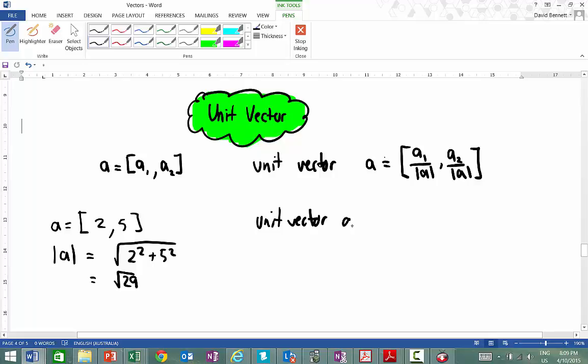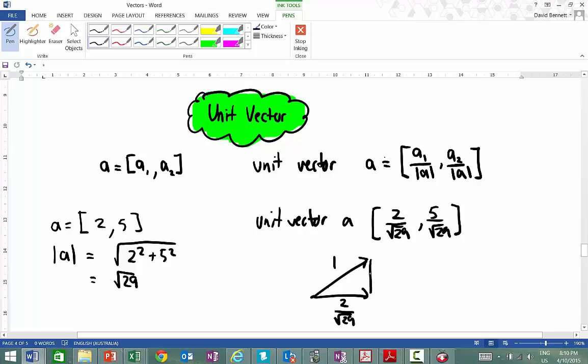So the unit vector for A is simply going to be 2 over root 29, and that's going to be 5 over root 29. So if you imagine having a vector going like that, 1 unit long, it goes along this way 2 over root 29, and it goes up this way 5 over root 29.